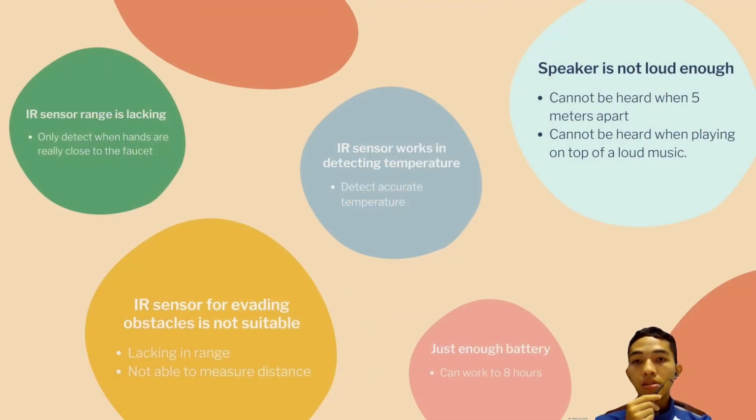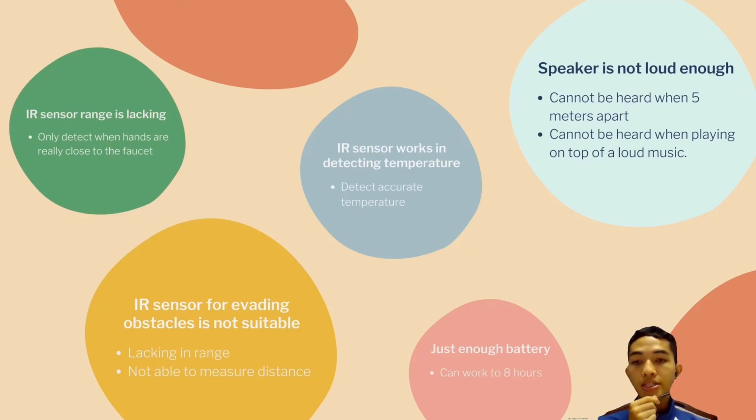So this is the analysis from the test we made on the robot. What we found out is, first, the IR sensor range is lacking. What we noticed is that the robot can only detect the hands when it is really close to the faucet before releasing the hand sanitizer. Second, the IR sensor for evading the obstacle is not really suitable. Like we mentioned before, it is lacking in range.